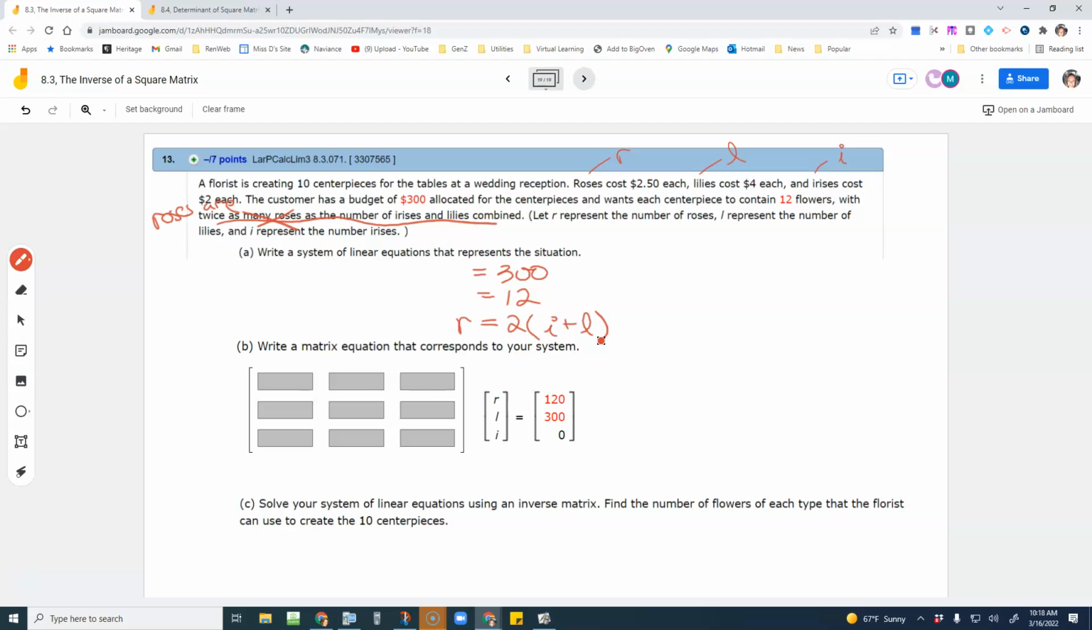You have to think about it. Twice as many roses. Okay, so I have double the roses. Roses are double. Double what? Double the irises and lilies. Okay, coming back.